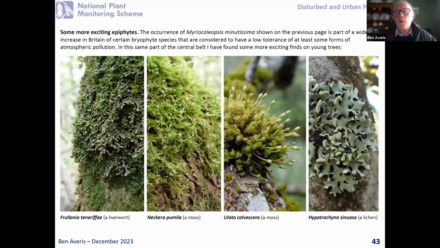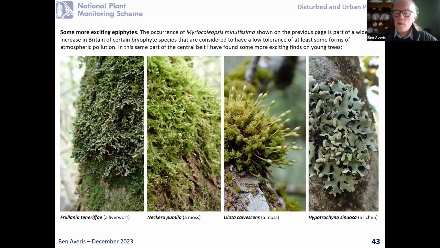And there's been a lot of trees on these places that have been disturbed and then regrown with young woodland. It's been very exciting to see what comes up, because the time those young trees have been growing has been in recent decades when sulfur dioxide pollution is nowhere near as bad as it used to be. So things are coming in, spreading, some of them Western species like that Frullania liverwort and the Ulota calvescens moss and the Hypotrachyna lichen. I saw a second site of that just a couple of days ago in another site in West Lothian.